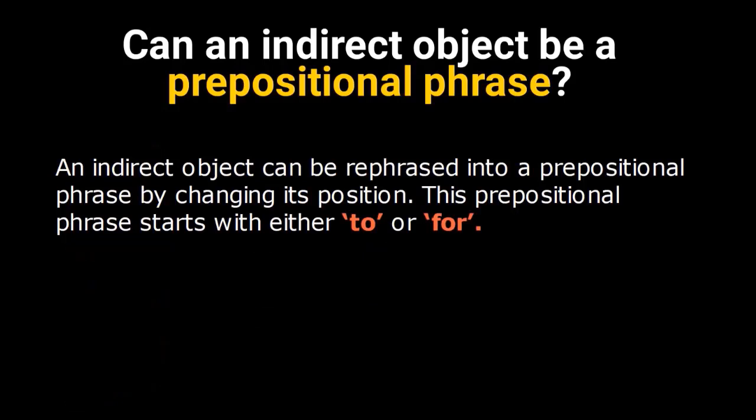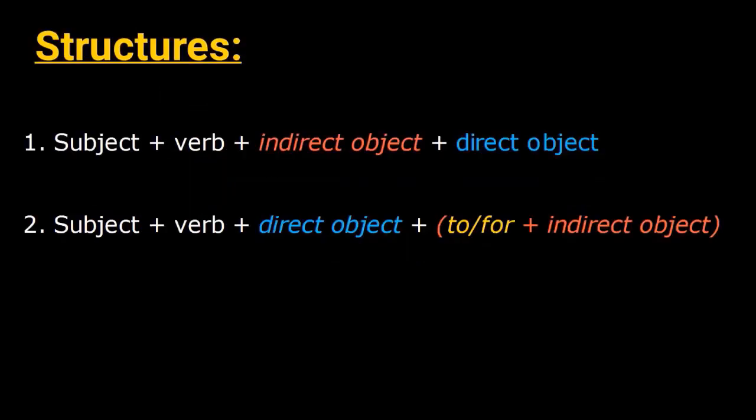Sometimes we change the position of our indirect object and we make it a part of a prepositional phrase. Yes, sometimes an indirect object can be rephrased into a prepositional phrase by changing its position. When it is done, the prepositional phrase either starts with the preposition to or the preposition for. Let me show you how it is done.